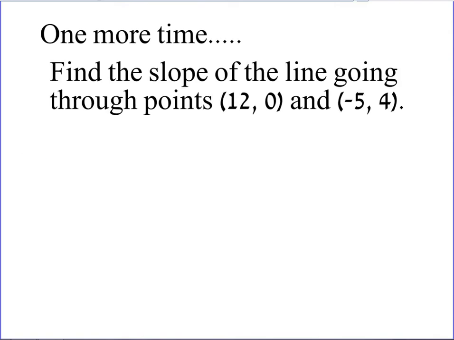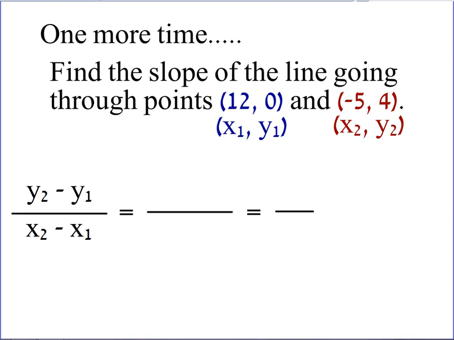Let's try this one more time just to make sure you've got it. We want to find the slope between the points (12, 0) and (-5, 4). We've got a line that's going through those points, but I don't have a graph. So again, I name point 1 and point 2. Now I'm going to put it into an equation, right? y2 in this case is 4 minus y1, which in this case is 0.